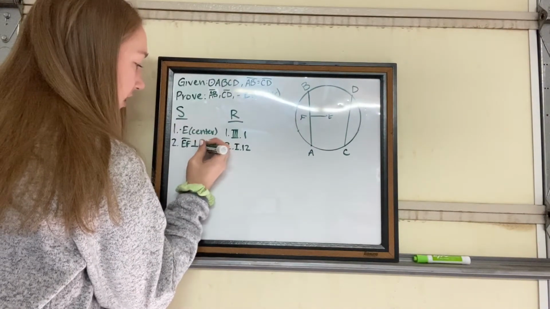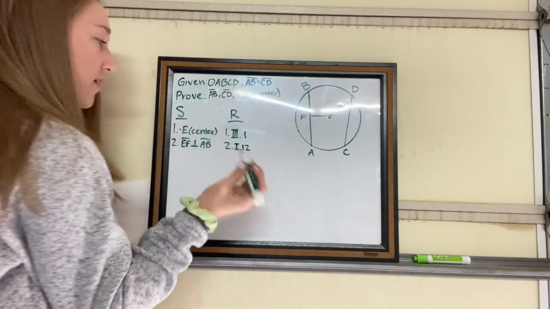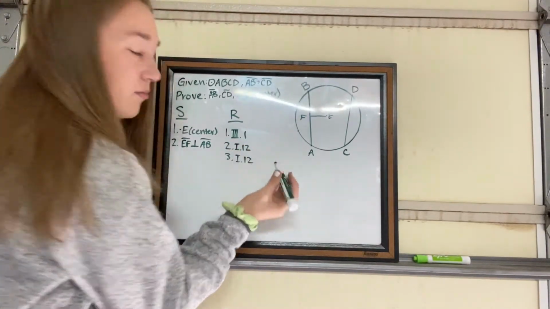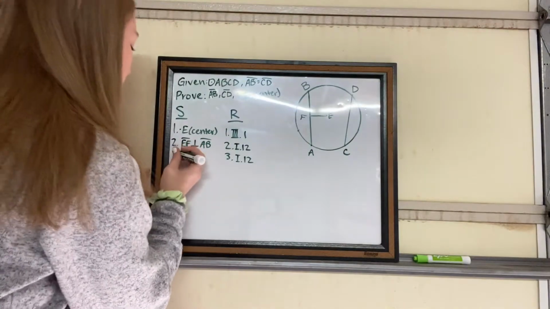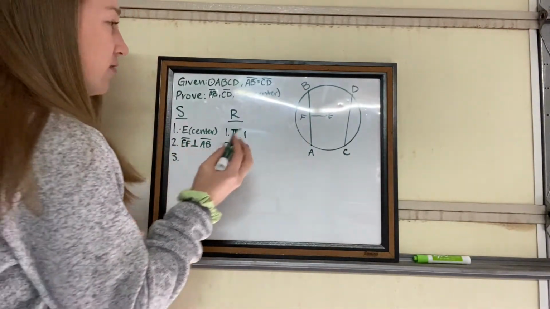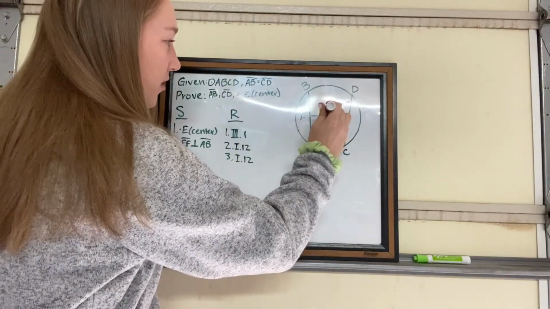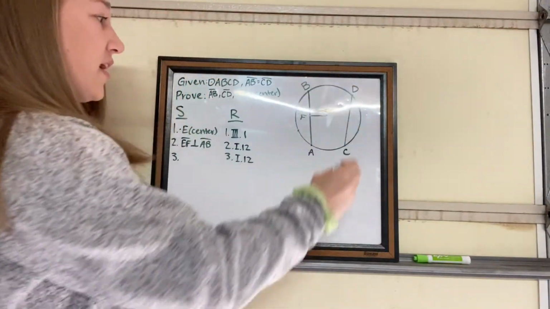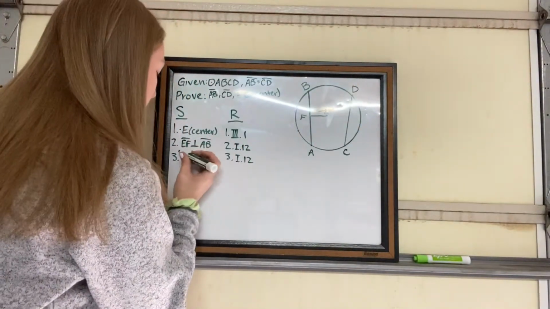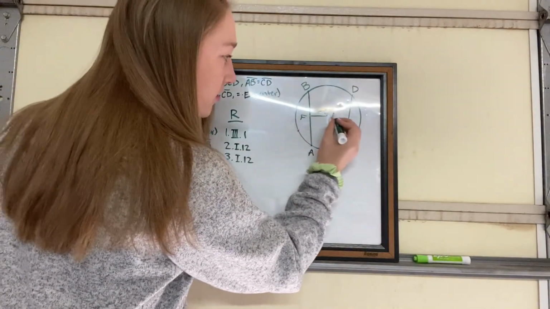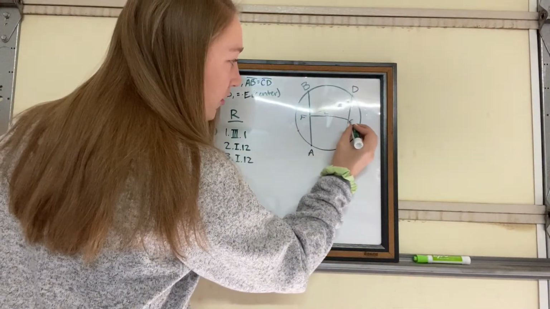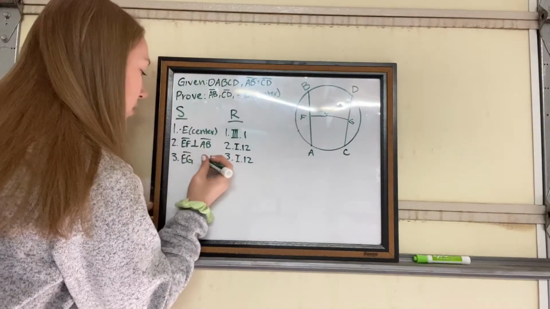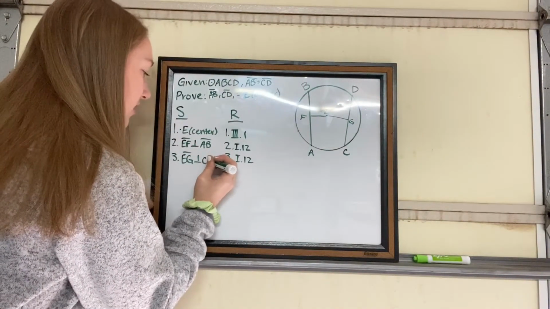perpendicular to line AB. And he does the same thing and uses the same step and draws a perpendicular line from point E. I'm going to move that here. From point E to line CD. So he calls this point right here point G. So he draws EG perpendicular to line CD.